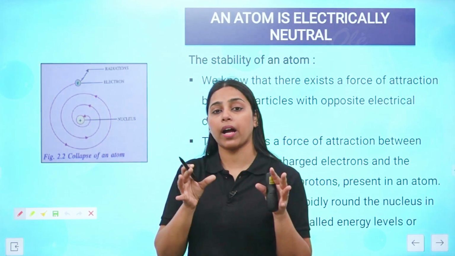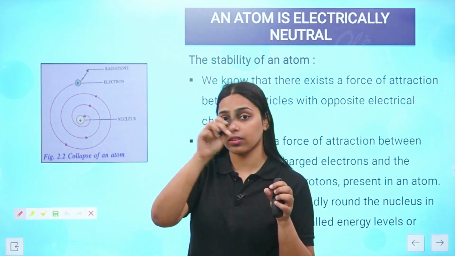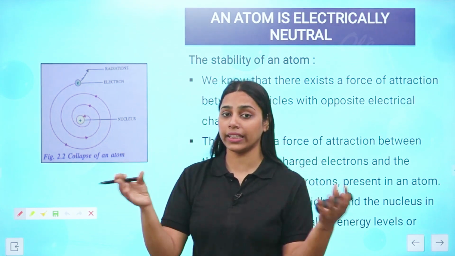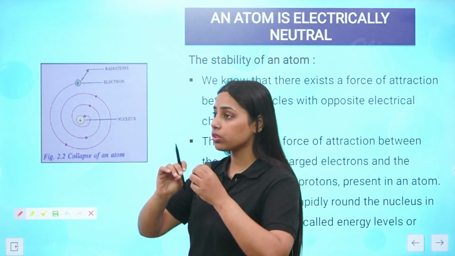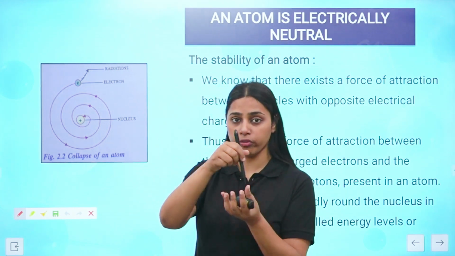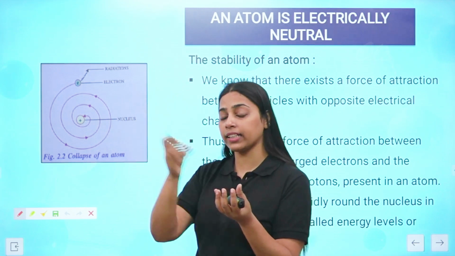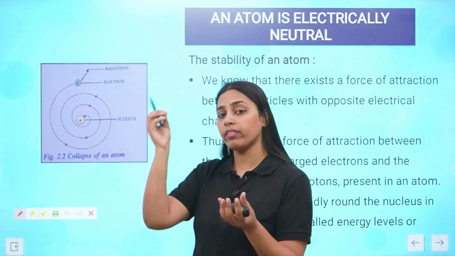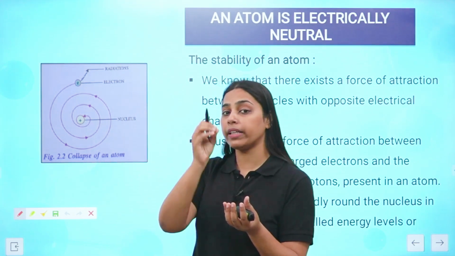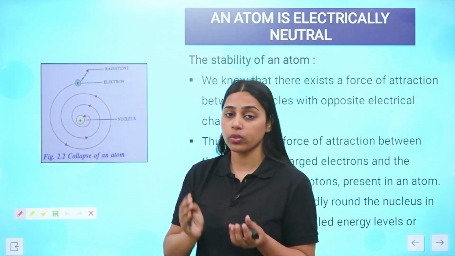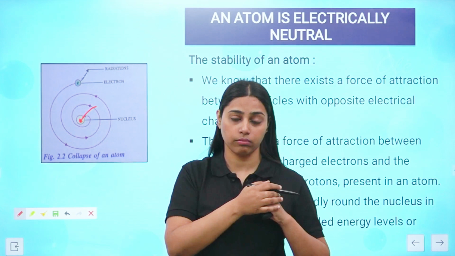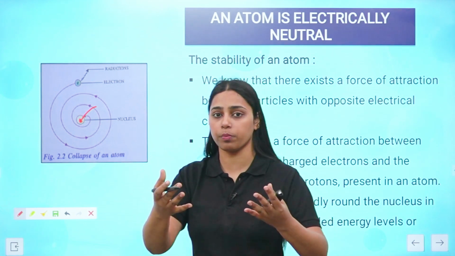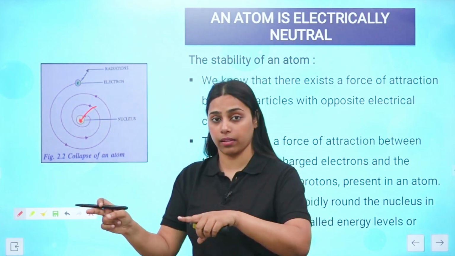So a charged particle, when revolving in a circular path, radiates energy. Okay, it happens. And so something which is continuously moving and releasing energy, there will be a time when it will be left with no energy. So ultimately this electron will collapse into the nucleus. But this is only being assumed; this doesn't happen.